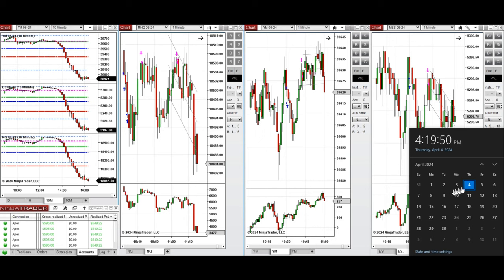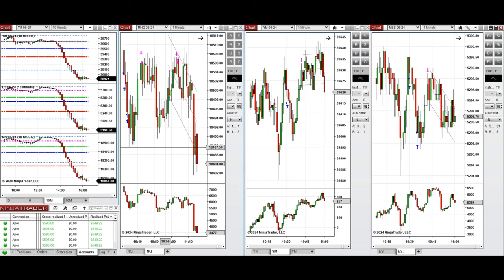Hello everyone, I'd like to share with you the trades that I have taken today on Thursday, 4th of April 2024. These trades were taken on Nasdaq, Dow Jones and S&P 500 futures.